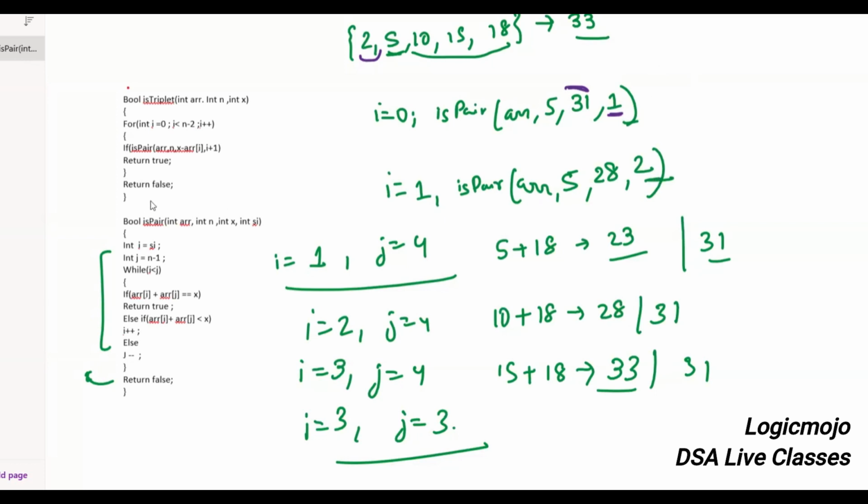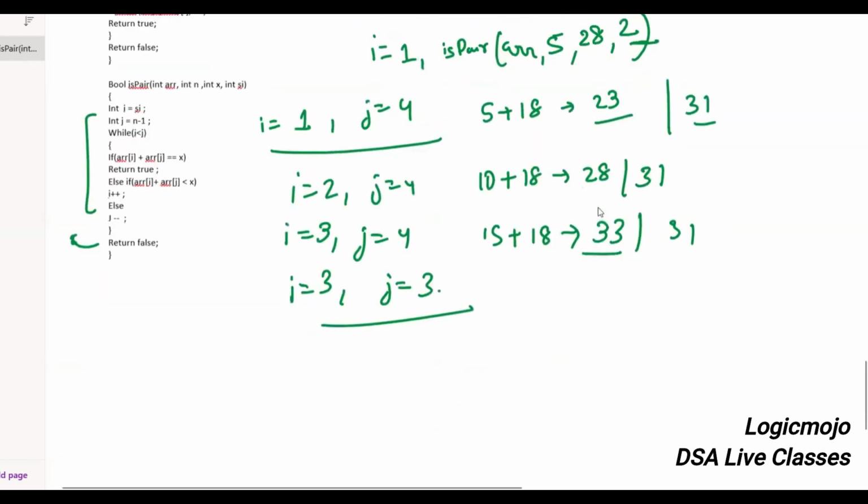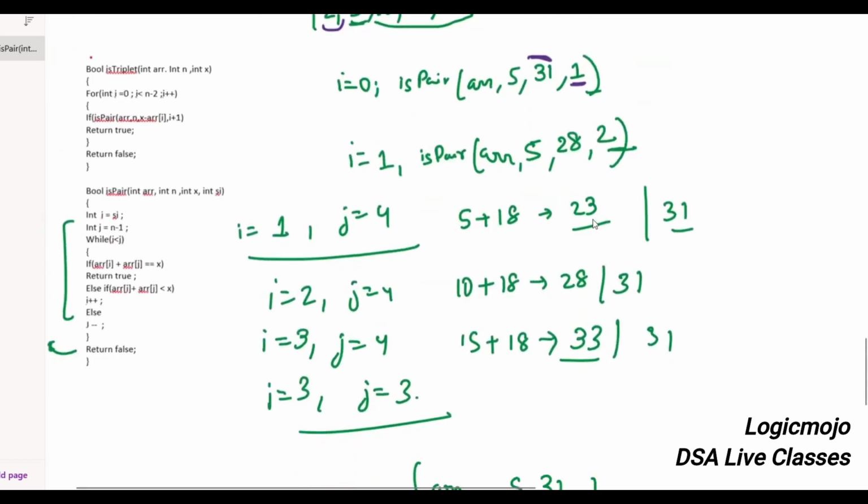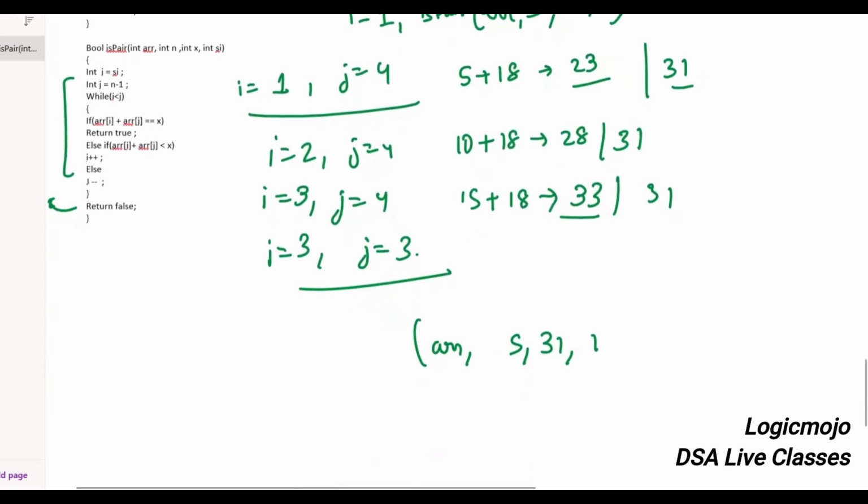Similar thing. Let's remove this, or let us write it down. We had 5, 31, 1. Correct. Array 5, 31 and 1. Sorry, we have 28 and 2; 31 and 1 we already did. So for the first iteration, we saw that we didn't get the answer. Let's see whether we get the answer in the second iteration. So we have this 28 and 2.